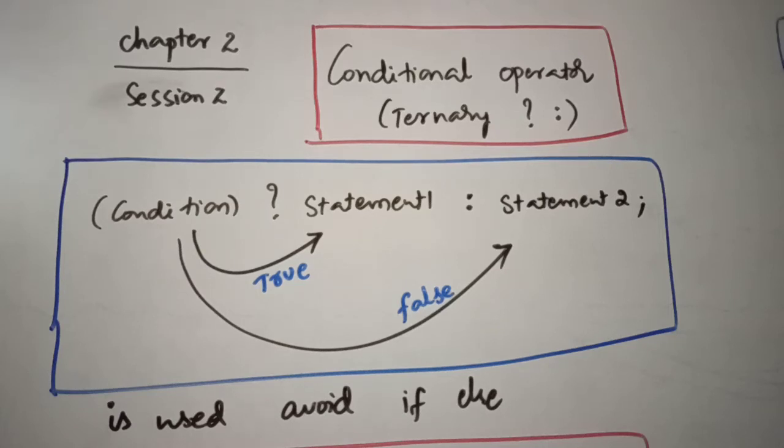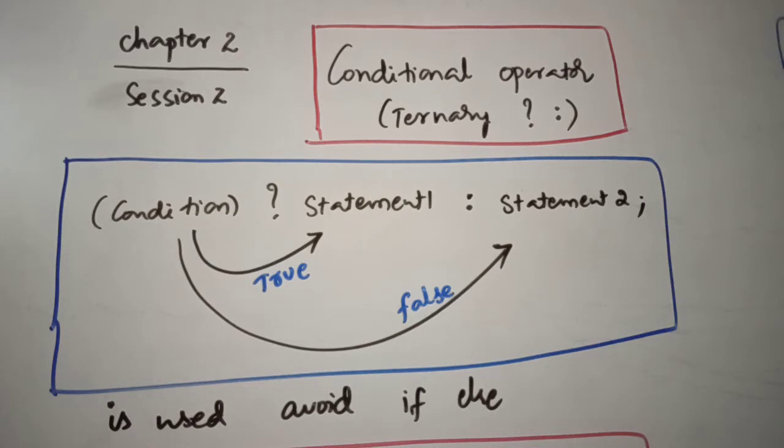Chapter 2, Session 2. In the last session, we discussed if else. If is unidirectional. If else is bidirectional. Unidirectional means only one way. Condition true, statement will be executed. In case of if else, it is bidirectional. Condition true, statement 1 will be executed. Condition false, statement 2 will be executed.